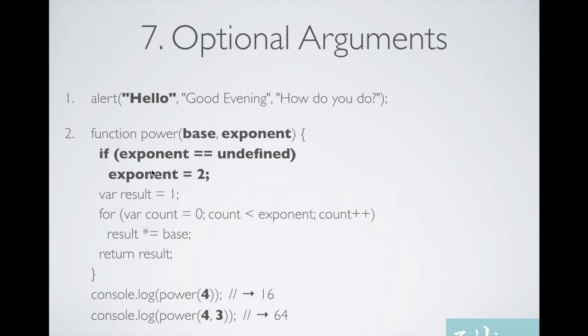And you can define two arguments and then pass only one value. In this example, the function power has two arguments, base and exponent. Inside the function, we check if exponent is not given, we just assume it as 2, assign a value of 2 to this variable. So you can do power 4 with just one argument, or you can pass two arguments to this function.